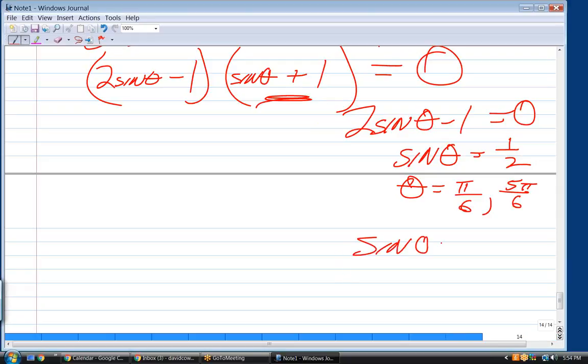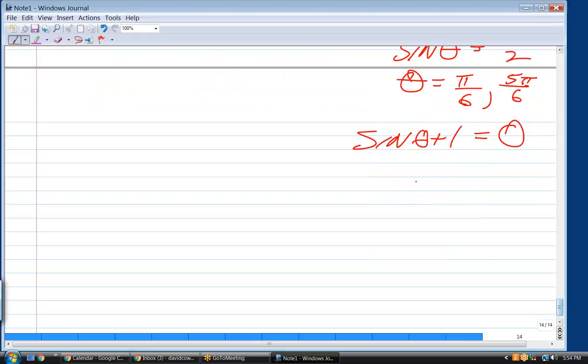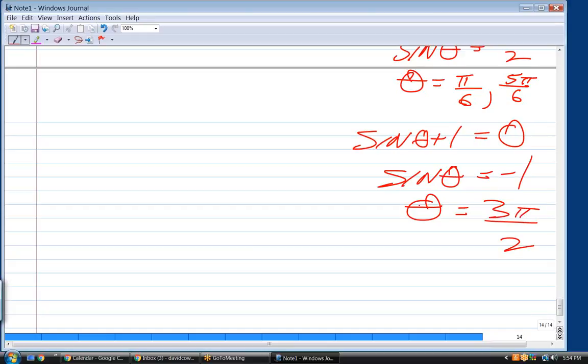Let's start out merely by writing this. Okay, now we finish it. Then minus 1. Where does that occur? And we know that only occurs at one place, and that is 3 pi over 2. All right. So there's your 3 solutions. Okay.